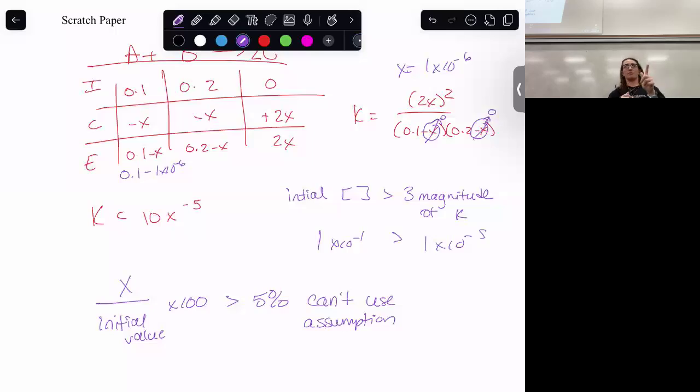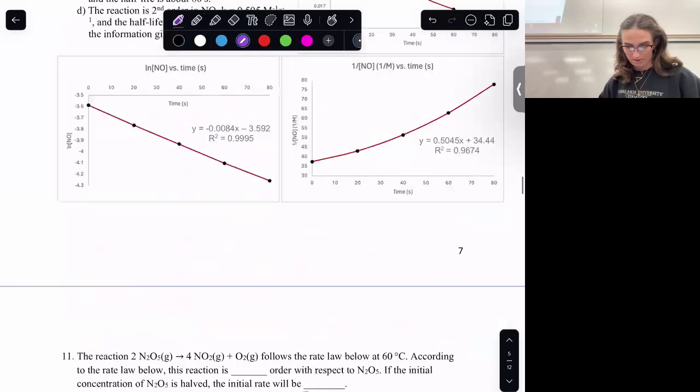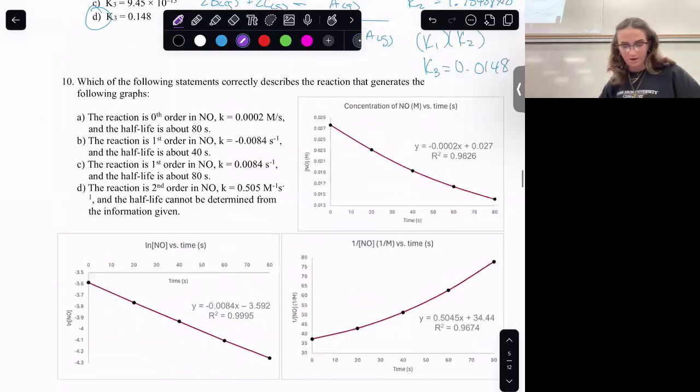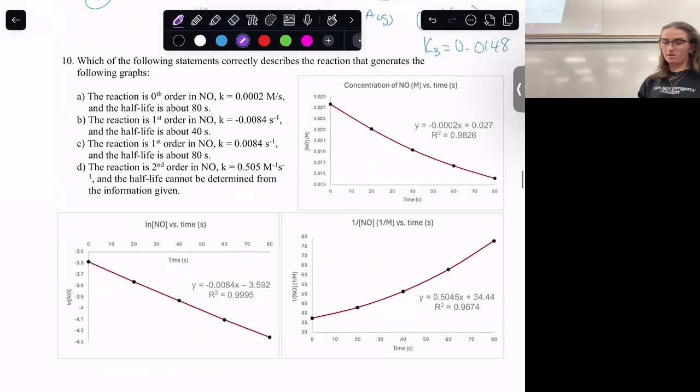Right, 10 first and then 15. Okay. For 10, which of the following statements correctly describes the reaction that generates the following graphs? We're given 3 different graphs: concentration versus time, the ln of concentration versus time, and 1 over the concentration versus time. Again, we're going to prove that one of them is true and the other ones are false.